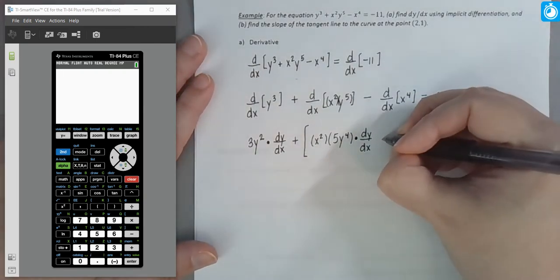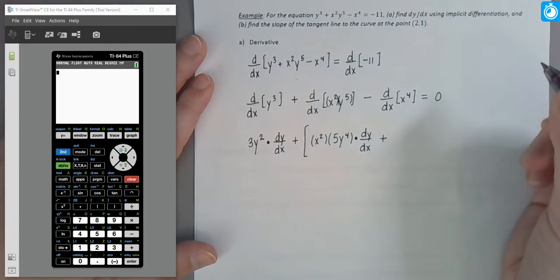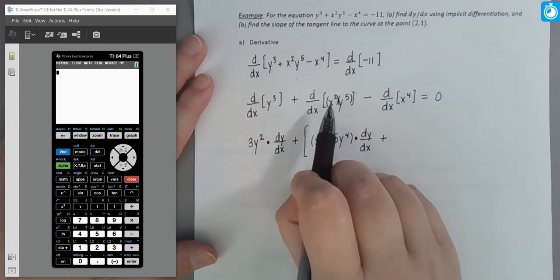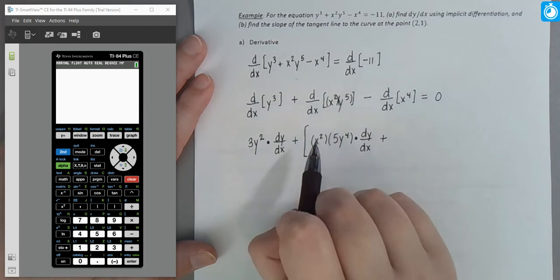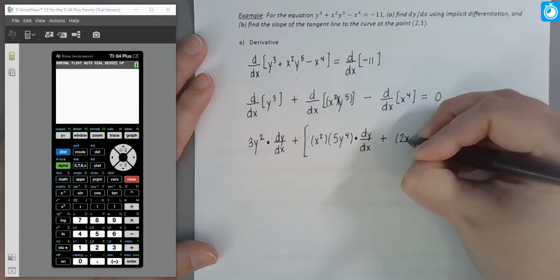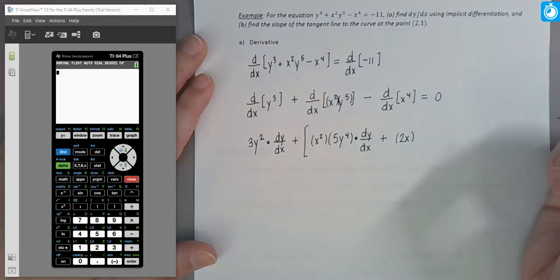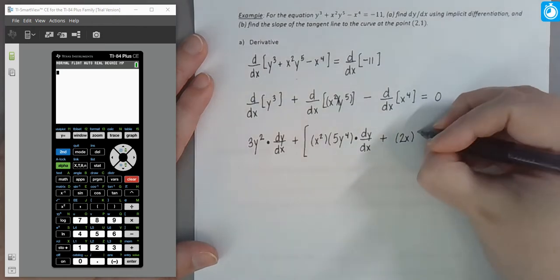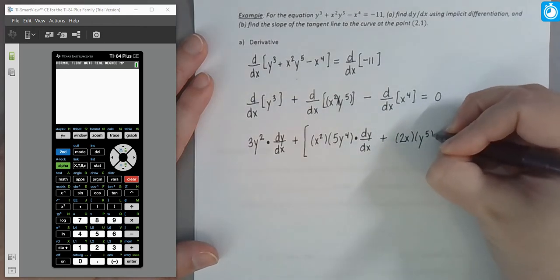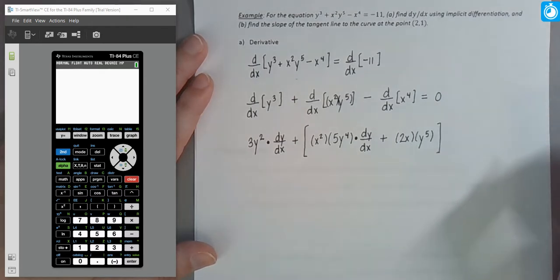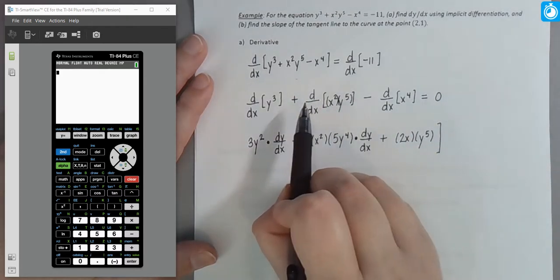Now the product rule also says that we then add on the derivative of the first function. That's just in terms of x, the variables match, so we differentiate like normal. That's just going to be 2x. And then we multiply by the second function as is, so multiply by y to the fifth power. All of that is the derivative of this particular function.